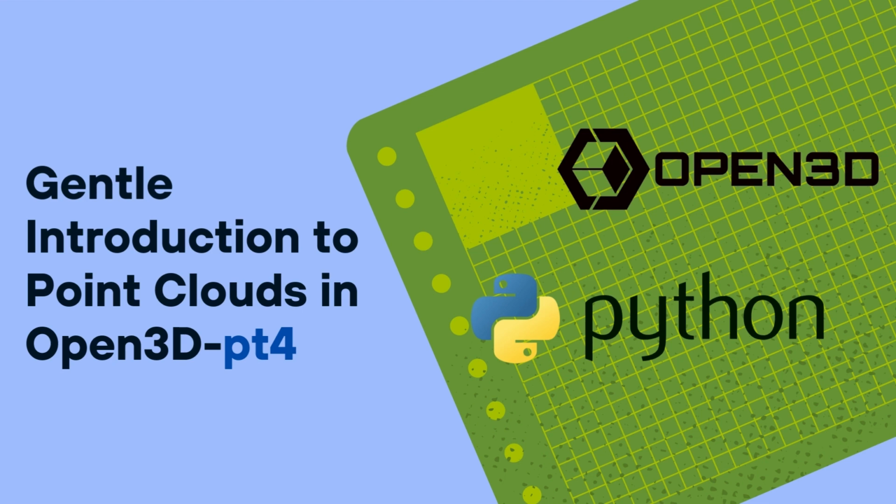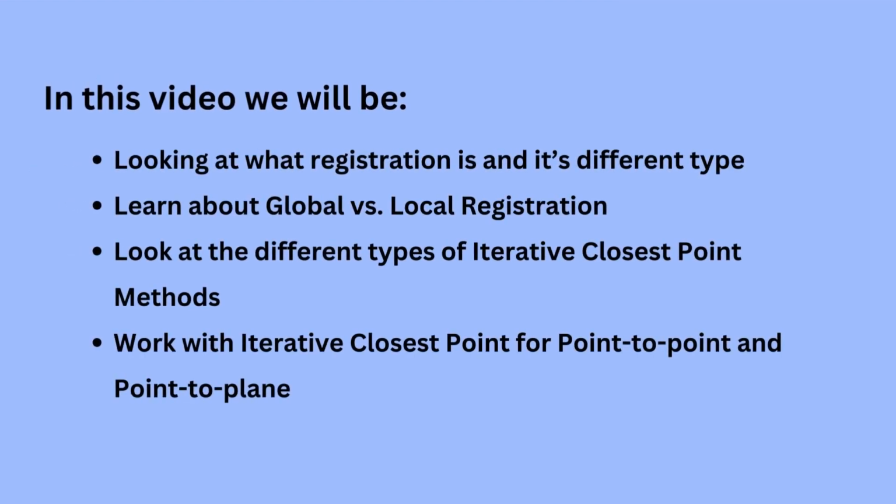I will be linking those videos, the playlist, below, as well as the Medium articles that this video is based on. In this video, we will be looking at what registration is and its different types. We will learn about global versus local registration. We will look at the different types of iterative closest point methods, as well as work with those different methods, whether it's point to point or point to plane.